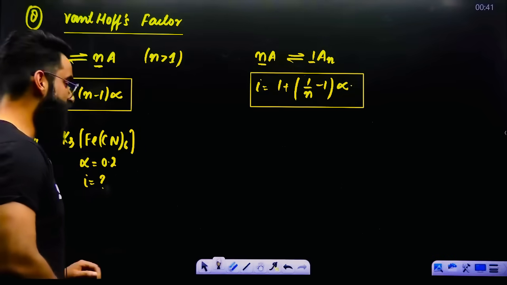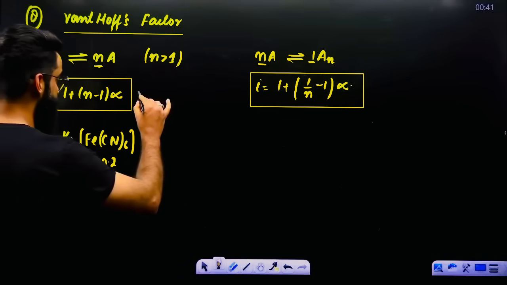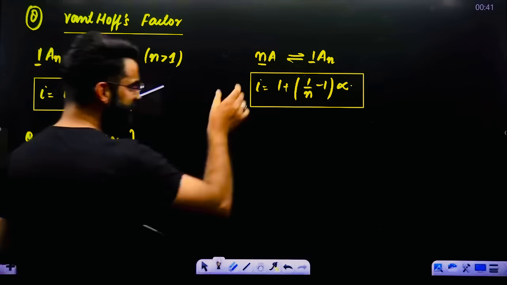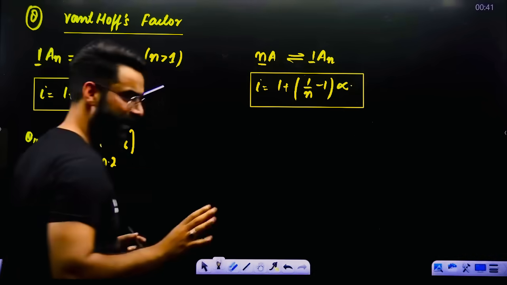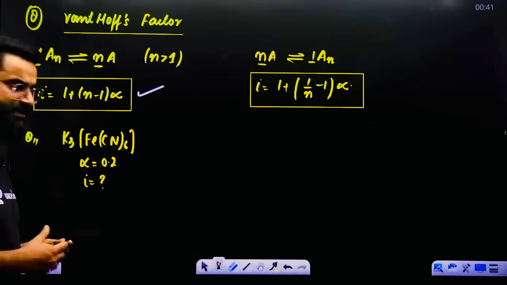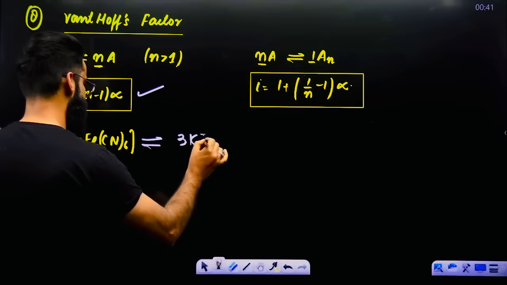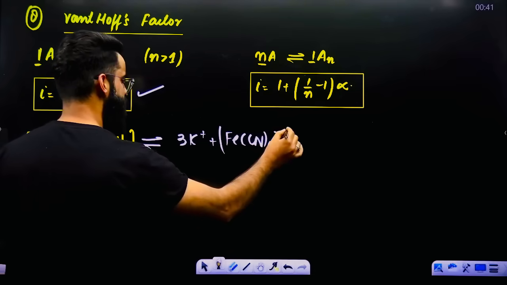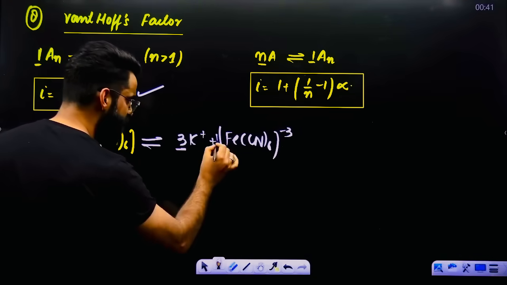My dear students, calculation of Van 't Hoff factor. How do we calculate Van 't Hoff factor? For any solute that undergoes dissociation, Van 't Hoff factor is equal to 1 plus (n minus 1) into alpha. For any solute that undergoes association, i is equal to 1 plus (1/n minus 1) into alpha. For example, let's say you have got the solute K3[Fe(CN)6]. How will it undergo dissociation first of all? It will undergo dissociation as 3 K positive plus [Fe(CN)6] 3 negative. Perfect. So one particle of solute is giving us 3 plus 1, 4 particles.